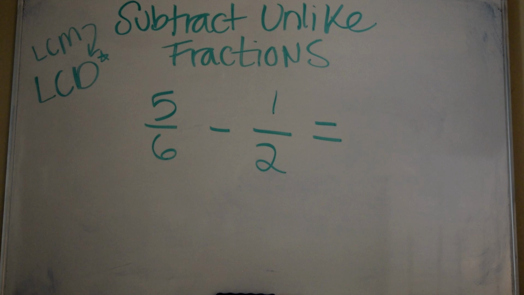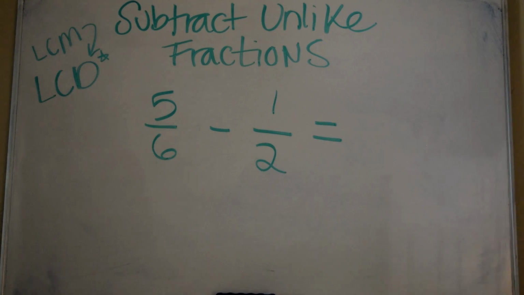Currently, I have 5/6 minus a half. The 6 and the 2 are different numbers. I need to make them the same. We do that by finding the least common denominator, but what that means is you're finding the least common multiple of both of the denominators. What is the least common multiple of 6 and 2?